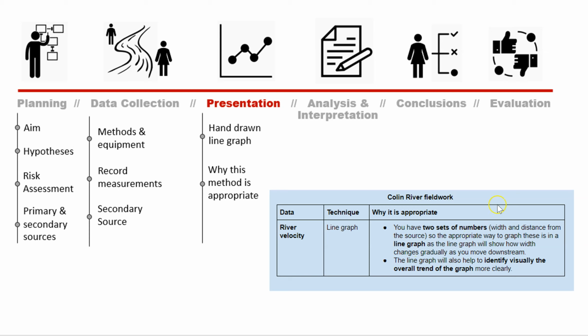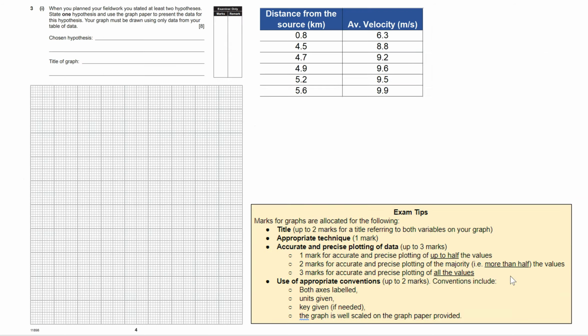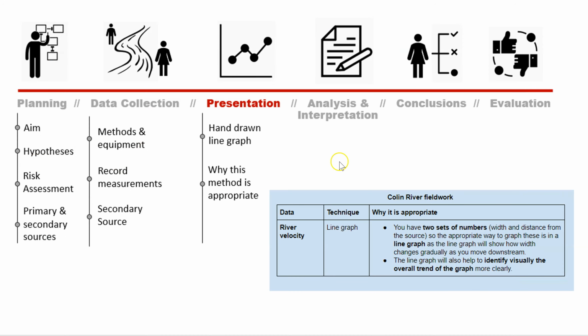So there you go. That's what you've got in your notes. If you're asked a question on why this technique is appropriate, you have two reasons. Two sets of numbers, and the line graph is the appropriate way of doing it. The line graph helps you to identify the trend visually. So that's that bit. What about actually drawing the graph?